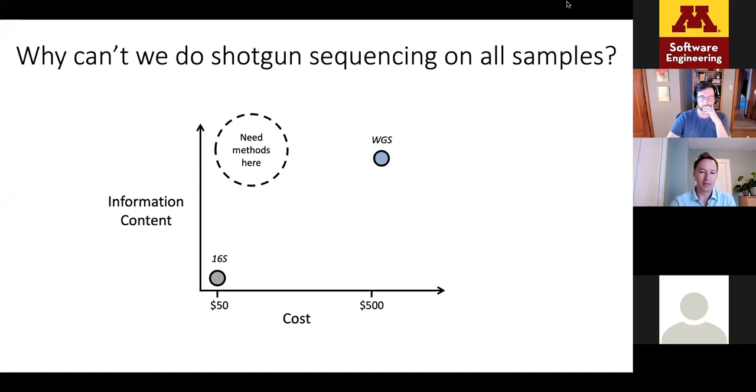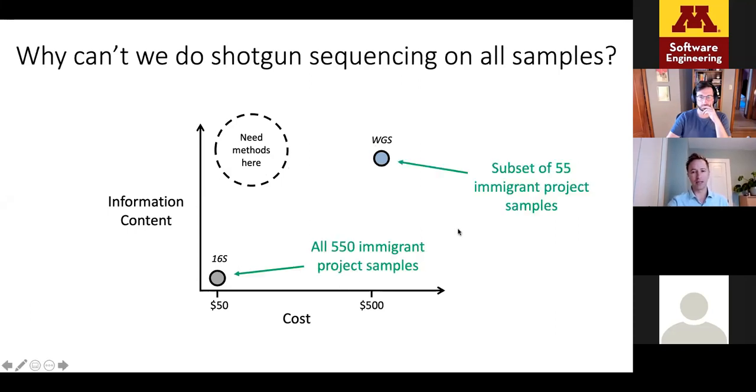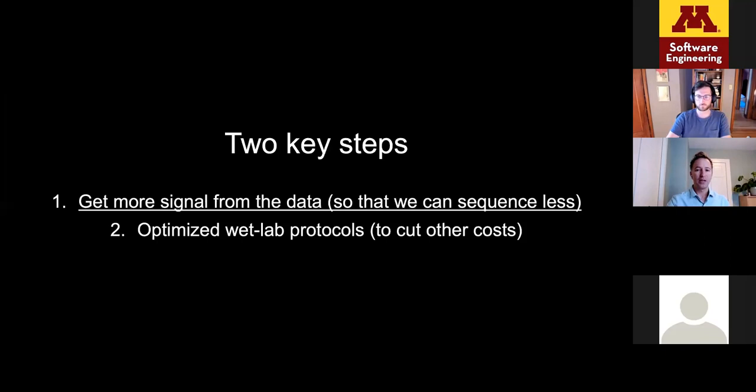So to me, it seemed like we really needed some methods here. What can we do that's lower cost but still high resolution? That's why, in this particular study, we had done 16S on all 550 samples, the WGS only on 55. I want to be able to do high resolution sequencing on everything in a study of 500 samples. So there were two key steps in my mind. One was, let's try to get more signal from the data. Maybe we're being greedy with the deep sequencing.